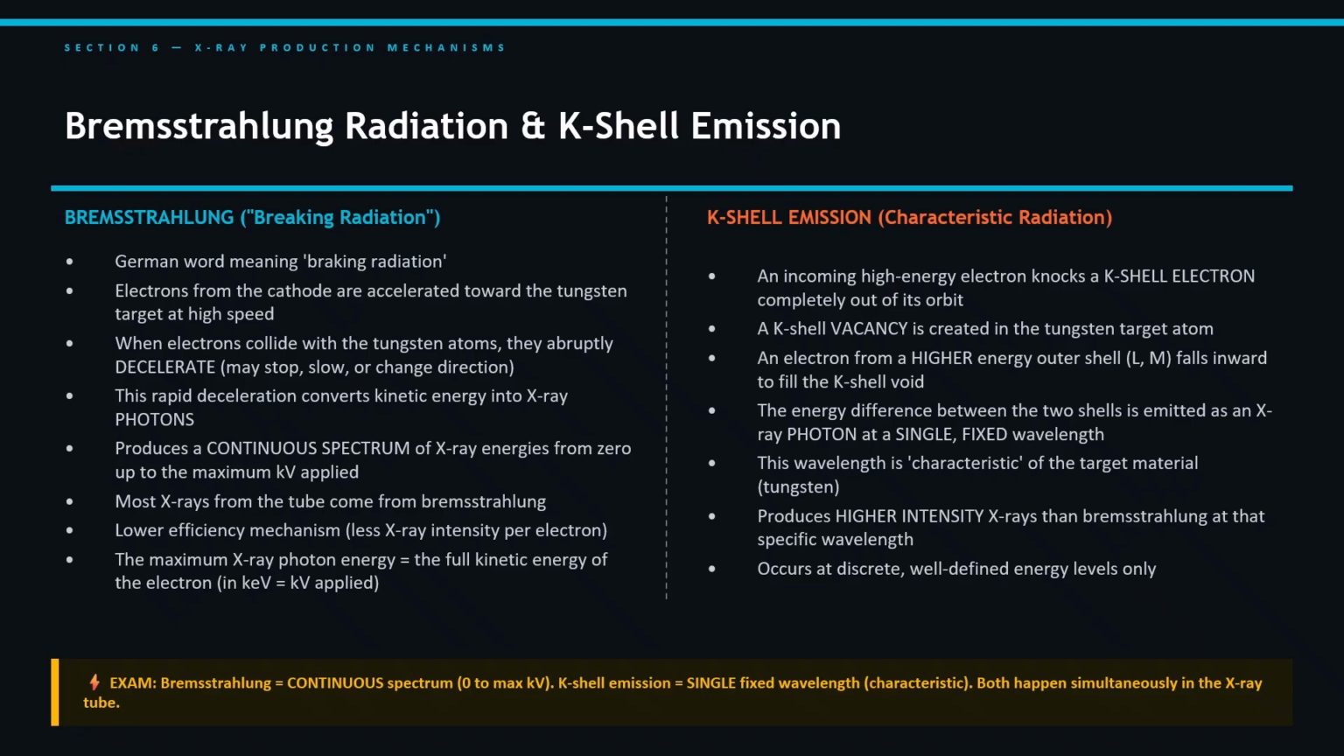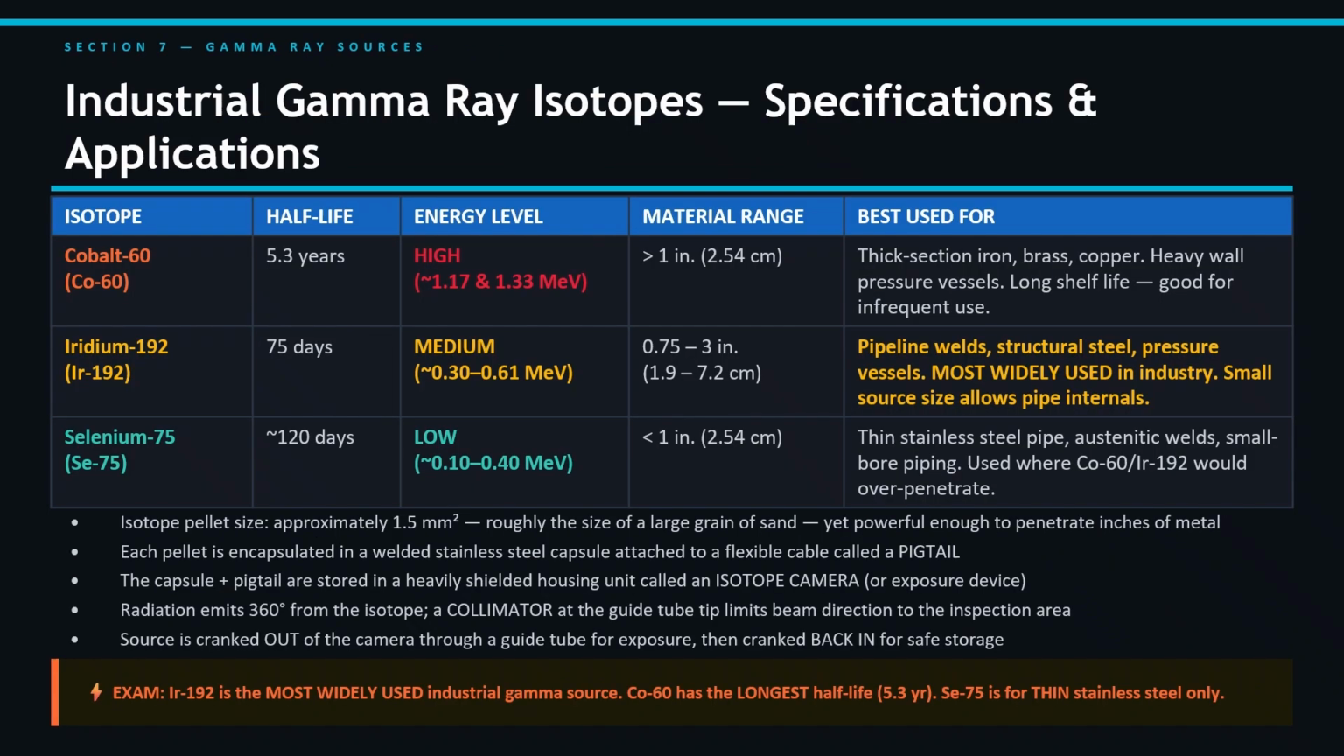Bremsstrahlung gives us a continuous range of energies. Characteristic K-shell radiation gives us discrete energies. Both mechanisms occur inside an X-ray tube, and both contribute to the final X-ray spectrum. Now we move from X-ray generators to radioactive gamma sources. The presentation focuses on three important industrial isotopes: cobalt-60, iridium-192, and selenium-75.